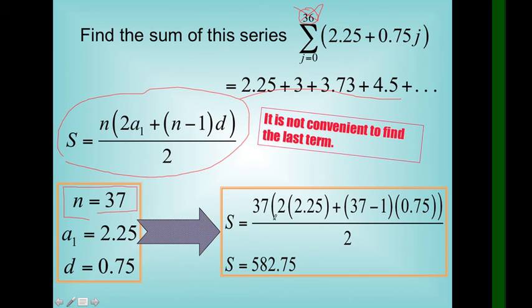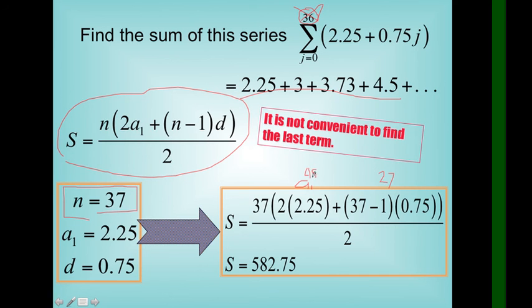Now, we have 2.25 as the a sub 1, right? Here. So, ang n natin ay 37. Ang d natin is 0.75. So, let's compute first. The 37 minus 1 is 36 times 0.75. So, 36 times 0.75, the answer is 27. And then for this one, 2 times 2.25, what's your answer? 2 times 2.25, that's 4.5. Then add the 2.